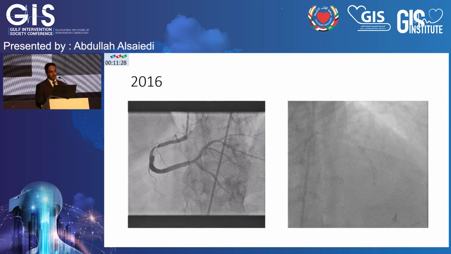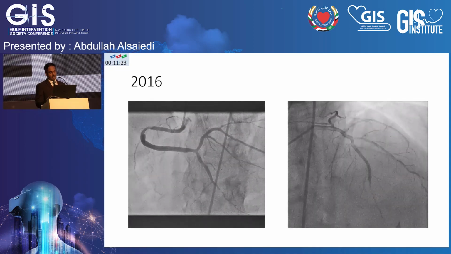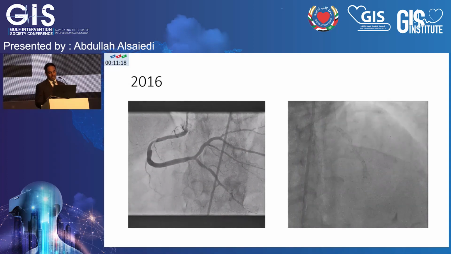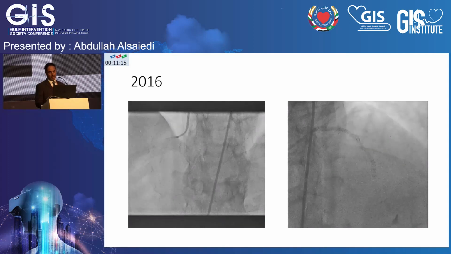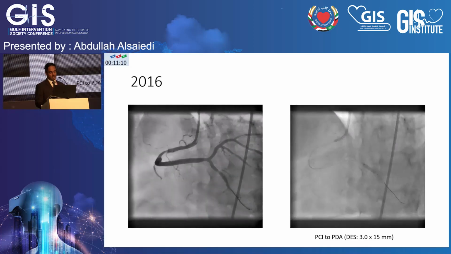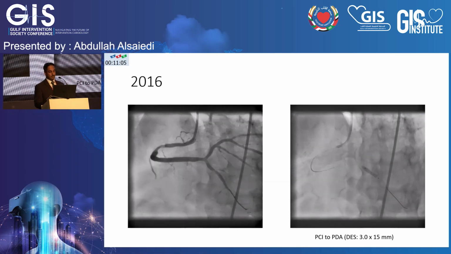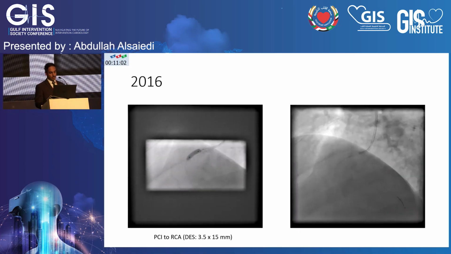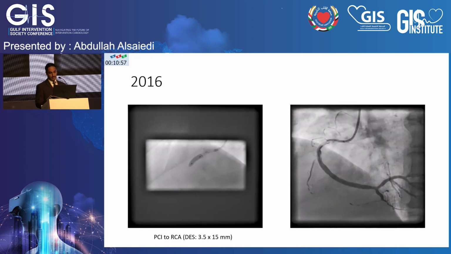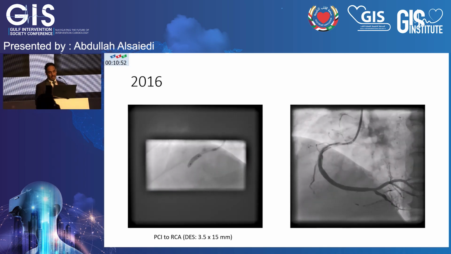This is his angiogram done early in 2016, showing severe narrowing in the mid-RCA and a focal area in the PDA. The LAD stent was relatively patent, and the outlet of the stent had diffuse disease. At that time, he underwent PCI, initially to the PDA using a 3.0 by 15 millimeter stent. Another PCI was done to the mid-RCA using a 3.5 by 50 millimeter stent, and the results were satisfactory. The LAD was managed medically at that time.